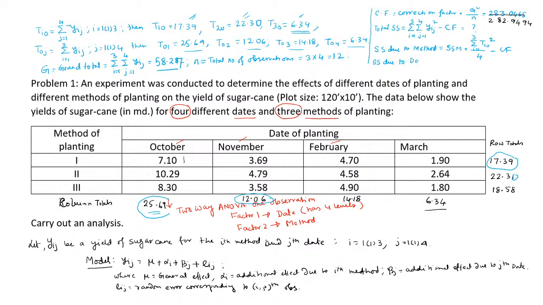And then compute SS due to date. SS means sum of square, okay. SS due to date, I denote this SSD, capital D, which is equal to sum over j from 1 to 4 of P naught j square by 3 minus correction factor. Okay, Follow me. SST is, okay, please do the remaining SSM and SSD. Please tell me these two.